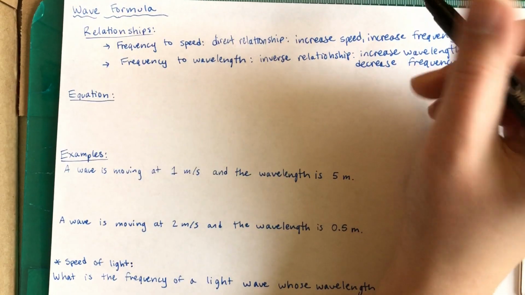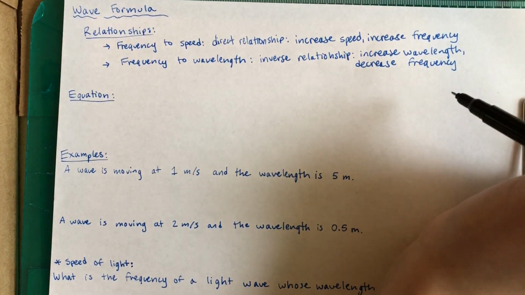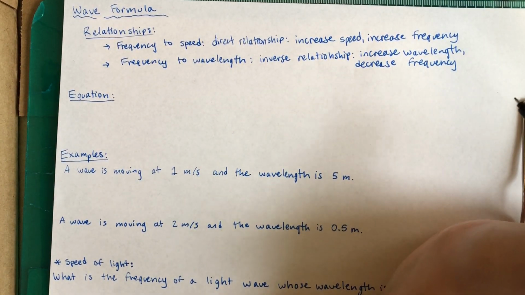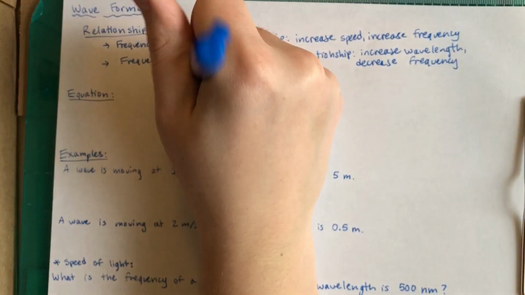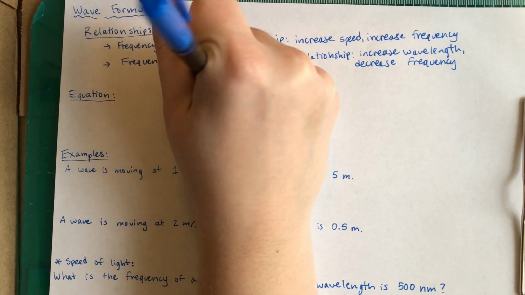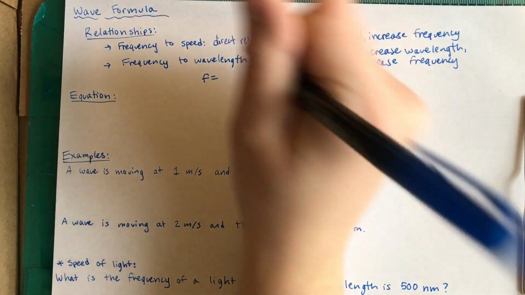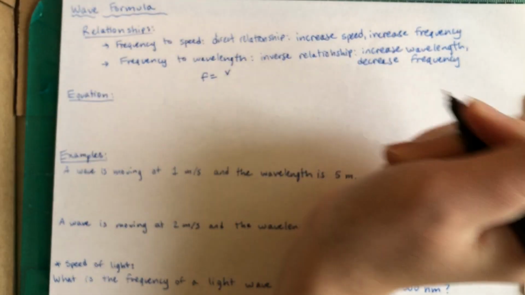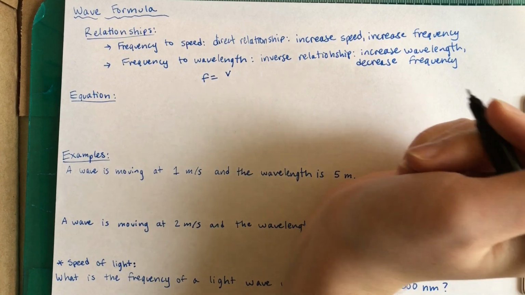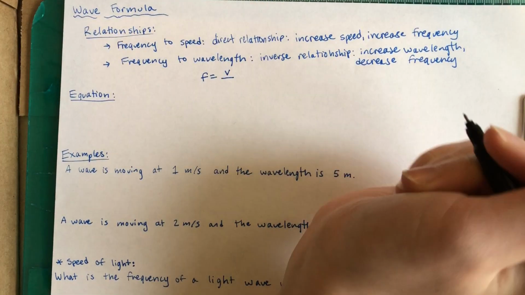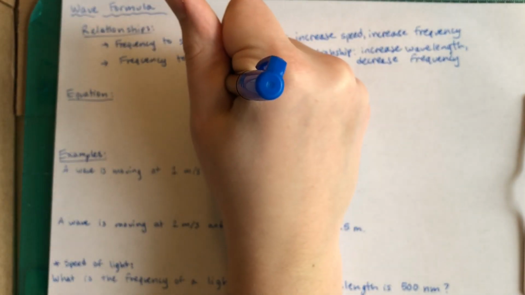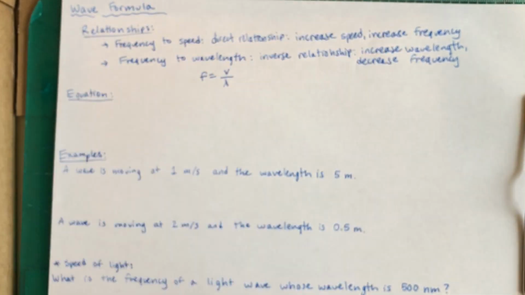So let's first use these relationships to try to guess what the equation would be. Since we have them related to frequency, it would be f equals. Speed has a direct relationship, so that means it would be on the top. And wavelength has an inverse relationship, which means that it would be on the bottom. So hopefully this equation makes sense as a conclusion from the work that you already did.